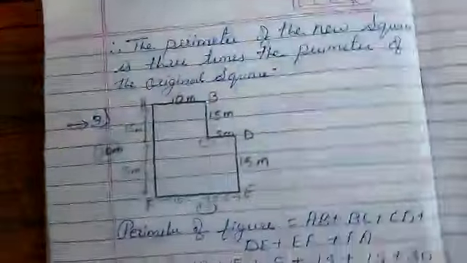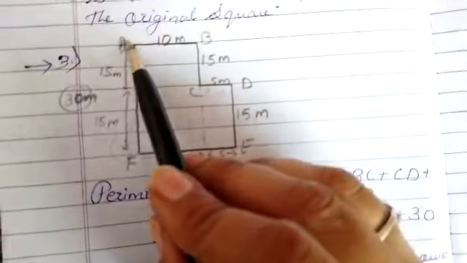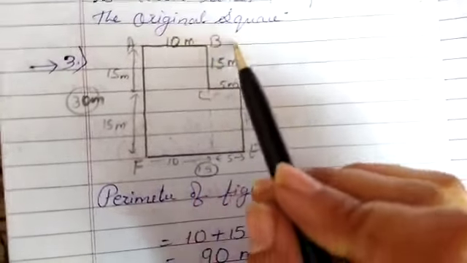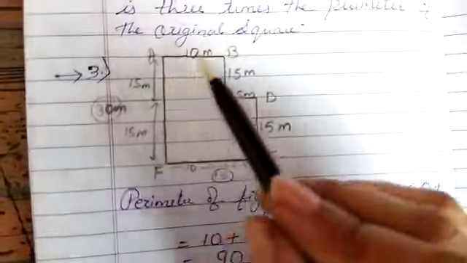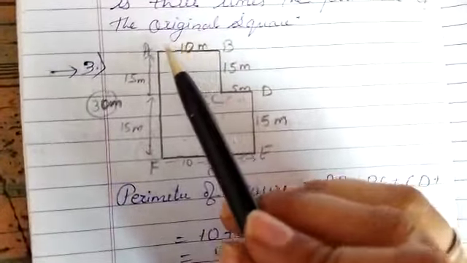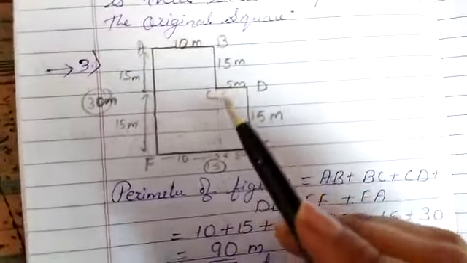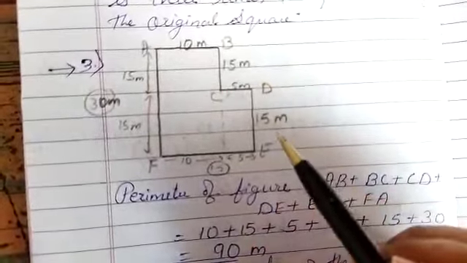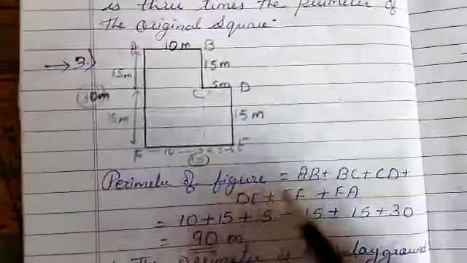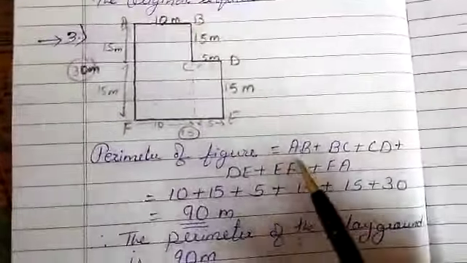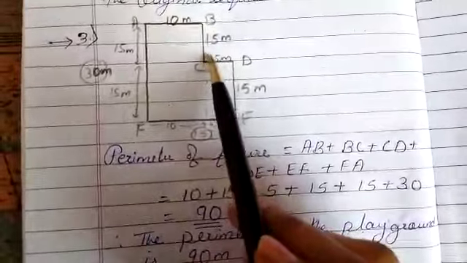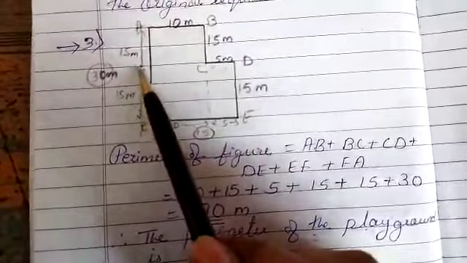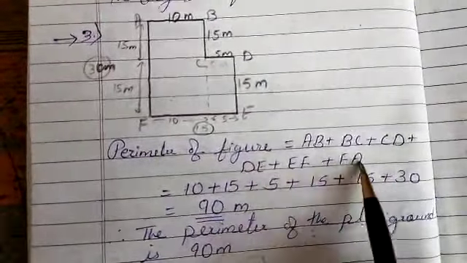So let's find out. With the help of the diagram, you have to take imaginary alphabets or variables A, B, C, D, E, F. In this way you have to name it. AB is 10, BC is 15, CD is 5 meter, and DE is 15 meter. Only this much they have given you. So let's write the perimeter of figure equals AB plus BC plus CD plus DE plus EF plus AF. In this way you have to take all the sides.